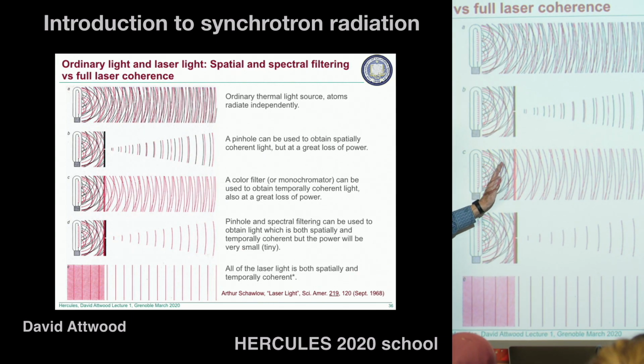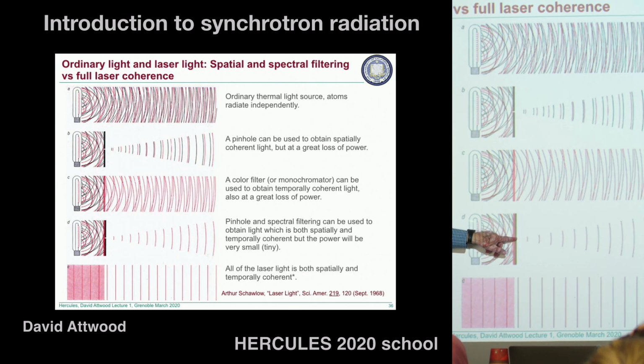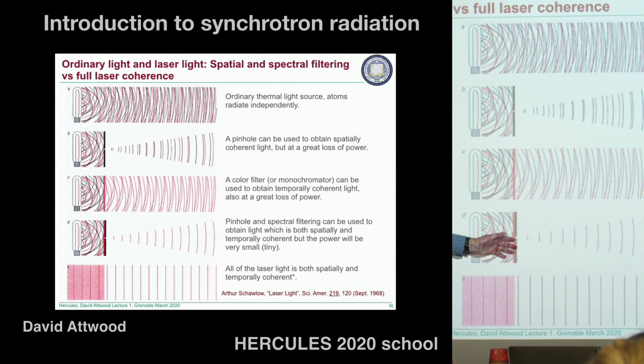This is filtering out to get only one color, one wavelength. And here, the two of them are put together. You put a pinhole and a filter, and now you've got spatial and temporal coherence. Now you can make holograms. Difficulty is you won't have much power because you're blocking most of it, right?